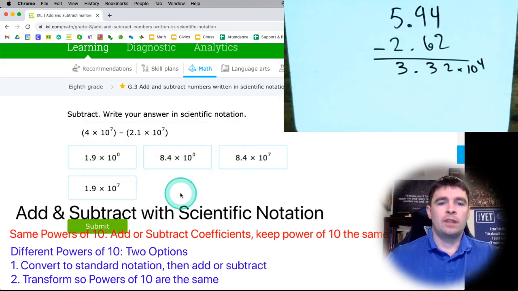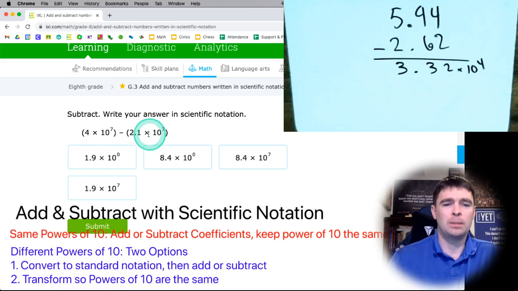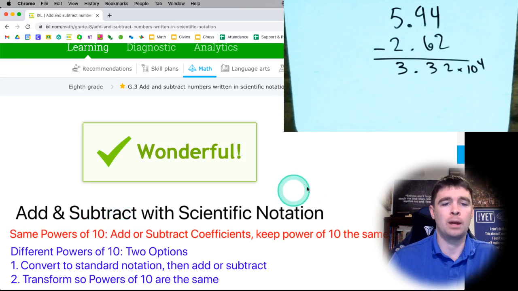For the next question, once again, they're giving us the same power of 10. That means we're just going to keep the power of 10 the same, 10 to the power of 7. And if I do 4 minus 2.1, I get 1.9. I kind of know that already. And I'm not going to have 10 to the power of 0. Recall the power of 10 will stay the same, so I'm just going to go 1.9 times 10 to the power of 7.